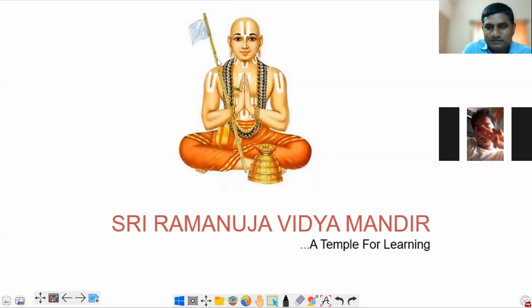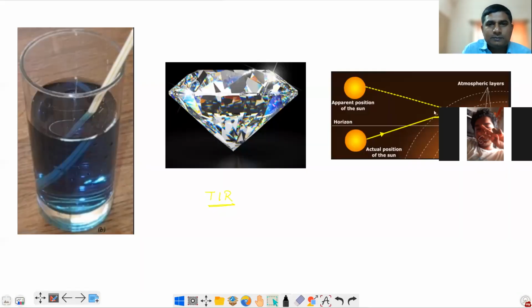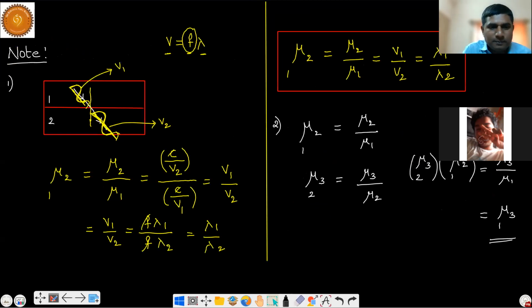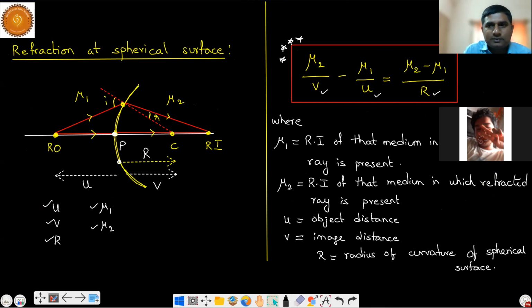Good morning. So welcome to this lecture number 18 on the topic of optics. In the last session, we started refraction. We discussed the definition of refractive index, and then we started refraction at spherical surface. We were supposed to start refraction at plane surface, but refraction at plane surface can be better understood if we understand a little bit of refraction at spherical surface. So that's why I started refraction at spherical surface.